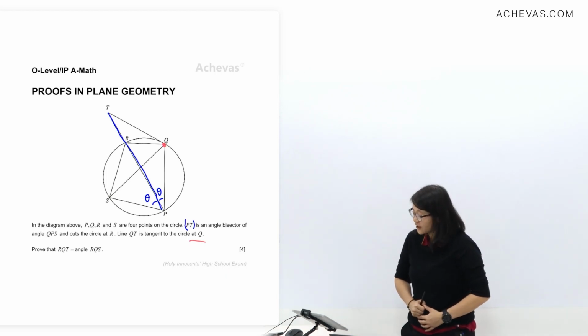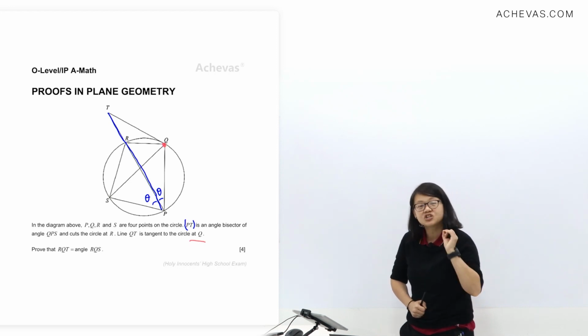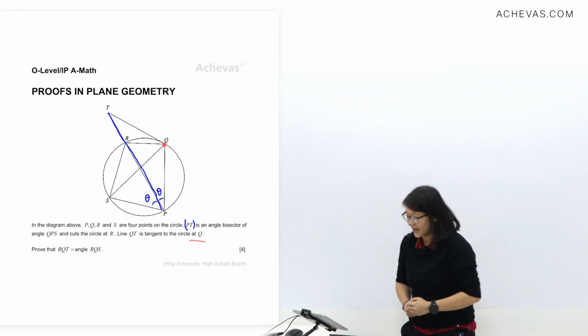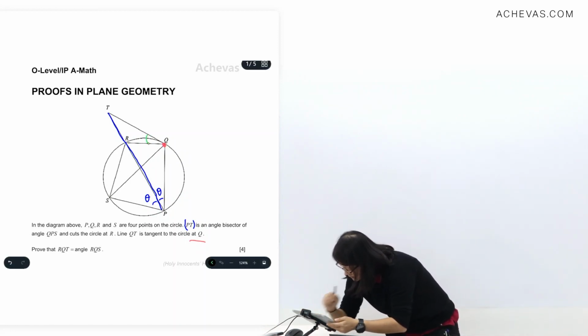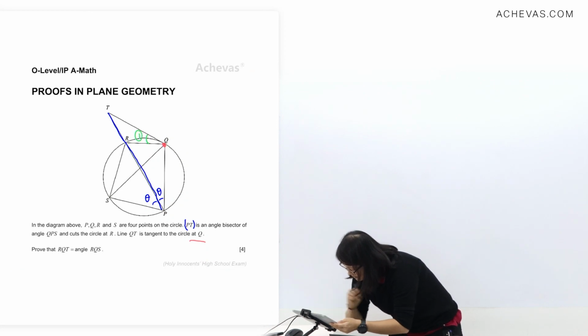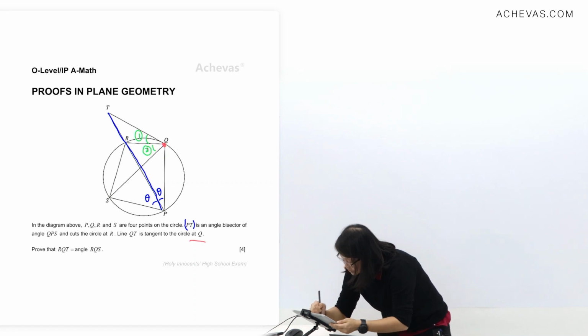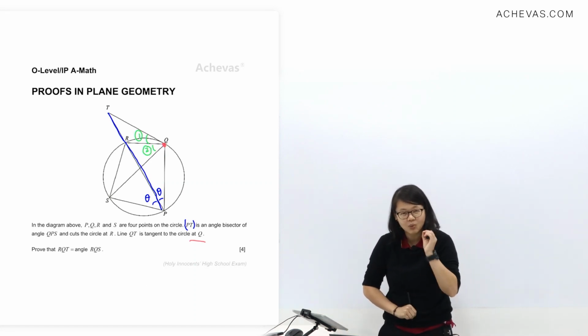We are going to prove angle RQT equals angle RQS. Let me just also draw in where these two angles are. RQT is this one over here. Let me write down as 1. The second angle RQS is going to be here. I'm going to write down as 2. Now let's look at the angles one by one.